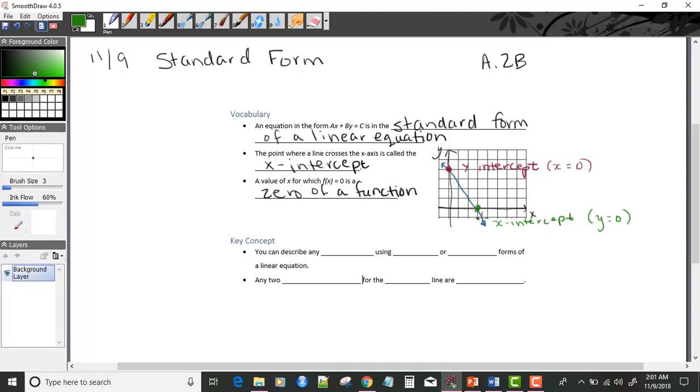So here I've drawn a line, and where y is equal to 0, we call this point where the line intersects the x-axis the x-intercept. We also call this the zero of a function. So when f of x is equal to 0 or y is equal to 0, we call that the zero of a function.